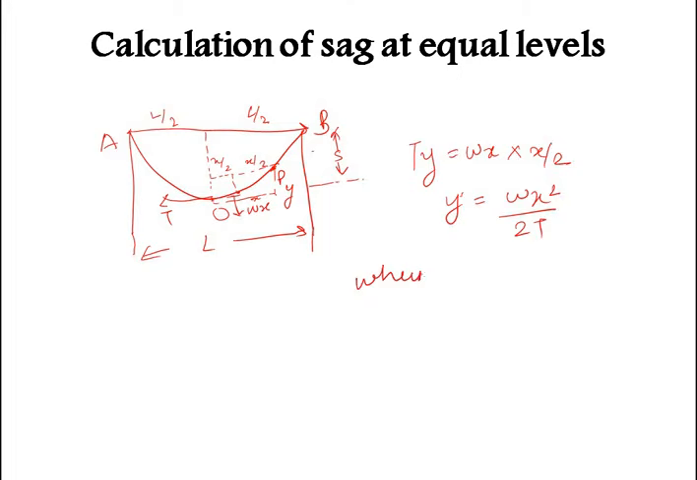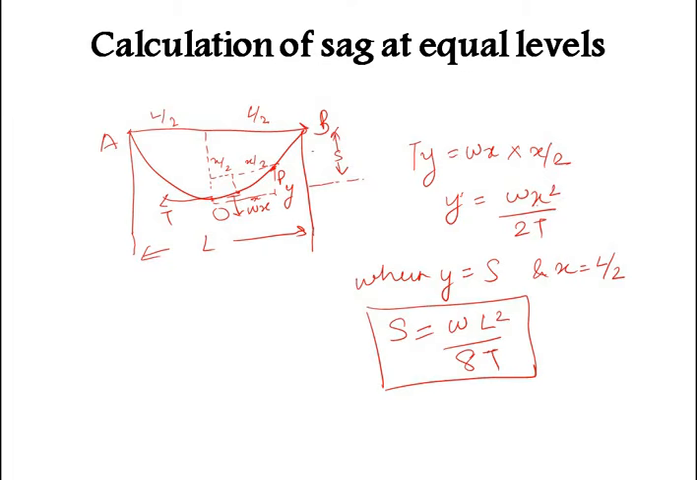Now we have to calculate the sag of this conductor at equal level. So when y is equal to S and x is equal to L by 2. Suppose this vertical distance is y, which is equal to S, then the distance x will be L by 2, correct? So substituting this value in the above equation, we get S is equal to W into, in place of x we put L by 2, so we get L square divided by 2 into 4, that is 8T. So this is the formula for sag at equal levels.